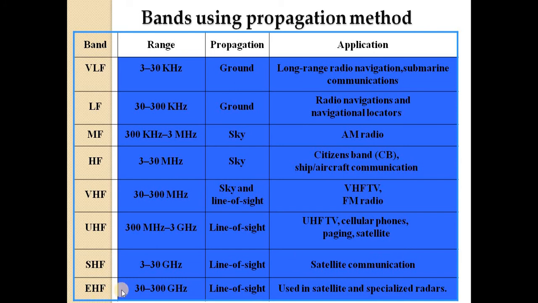Next is the EHF. EHF means extremely high frequency. These waves are transmitted into space, meaning line of sight propagation, and are used for scientific applications such as radar and satellite or experimental communication. It is used in satellite or specialized radars, that is EHF.